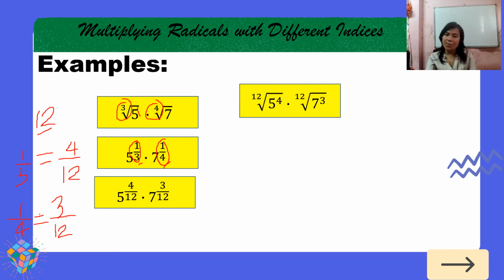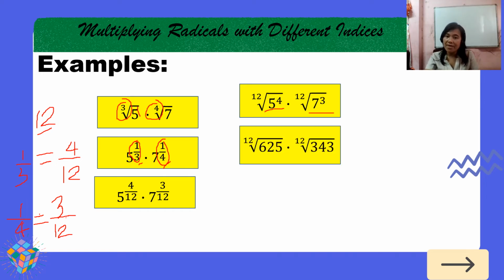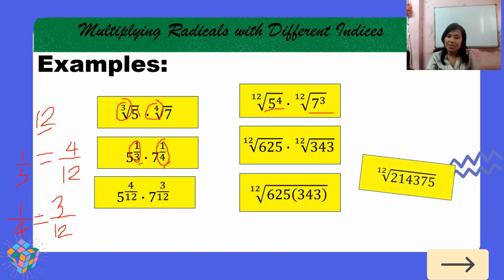Okay? So, evaluate mo na lang itong mga to. So, 5 to the 4th is 625. 7 cube is 343. Now, since pareho na sila ng index, so pwede ka na mag-multiply. So, multiply 625 by 343. The result is 214,375. At hindi na yan ma-factor out natin or masisimplify pa. So, that is now the final answer. Okay?